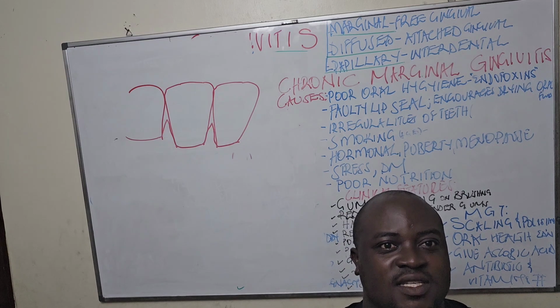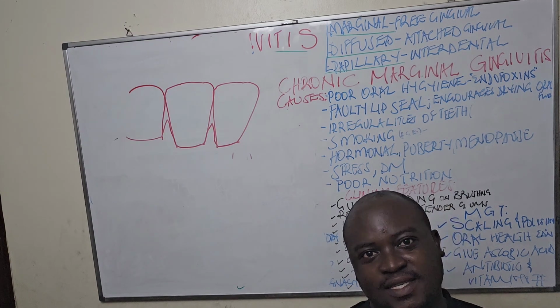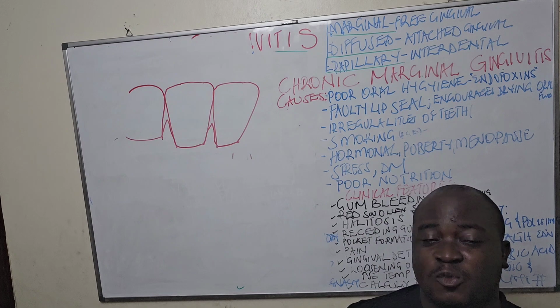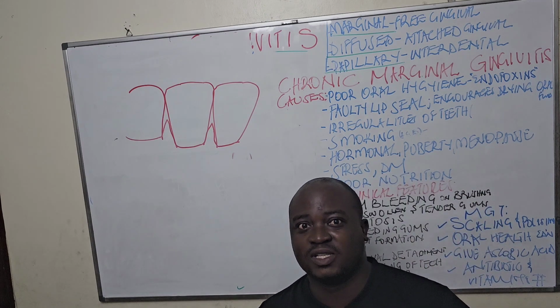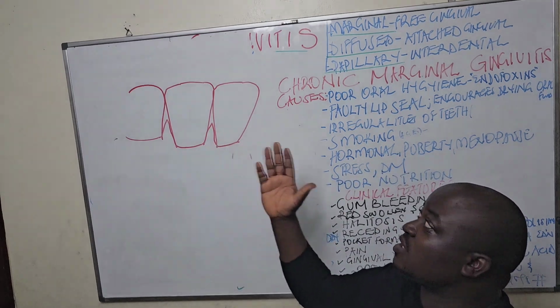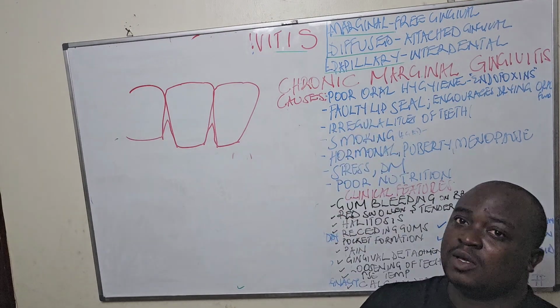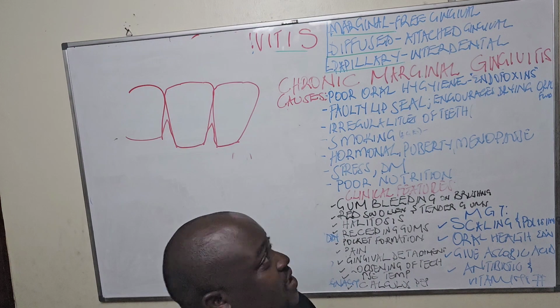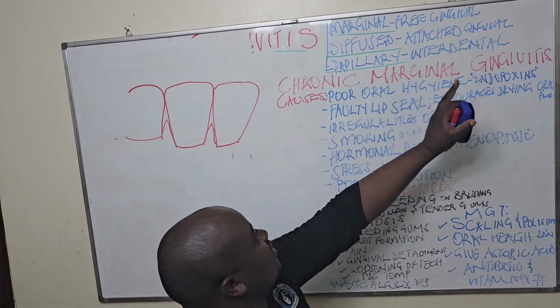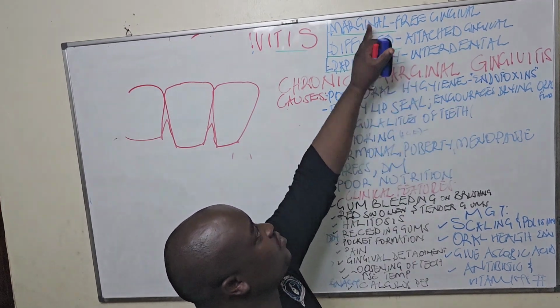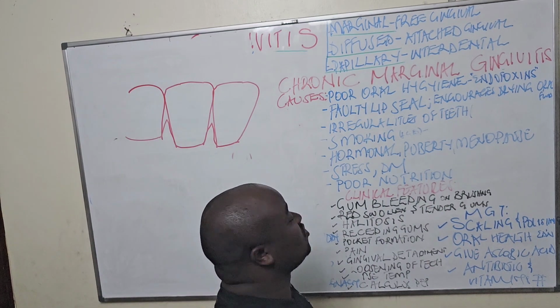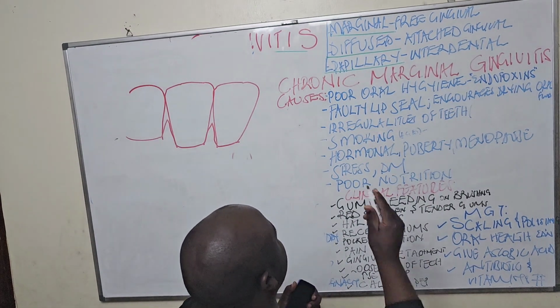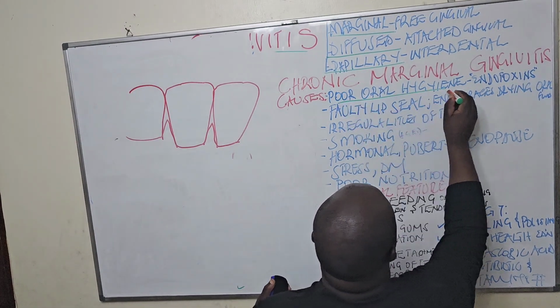And usually in your papers, you shall always be given chronic marginal gingivitis. What causes it? How can you manage it as a clinician? Usually you're expected to simplify it in this way. One, what is chronic marginal gingivitis? Inflammation of the gum, and we are combining all the three. What is usually the cause? Number one is poor oral hygiene.